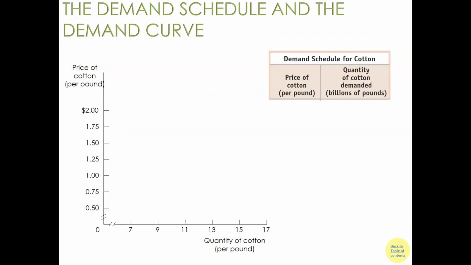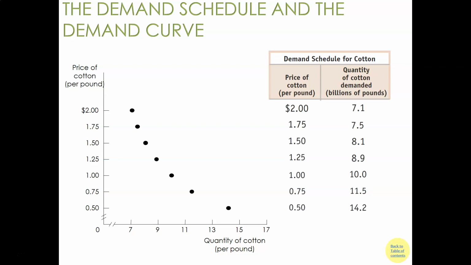So a demand schedule is going to be a table, and the associated demand curve is the graph. So here's the schedule. You imagine that for each price, here $2, there's a quantity, in this case 7.1 billion pounds of cotton demanded. And notice that as we lower the price, the quantities get larger. At $1.75 per pound, 7.5 billion pounds are demanded, and so forth, all the way down to 50 cents, where 14.2 billion pounds of cotton are demanded per year, perhaps.